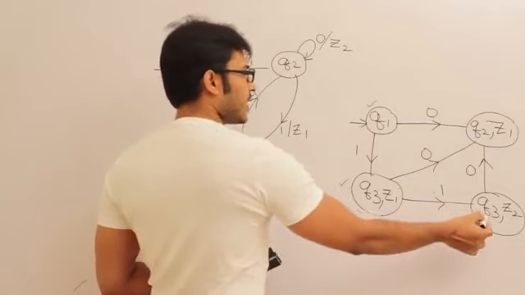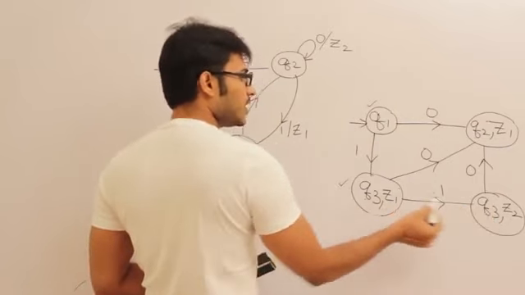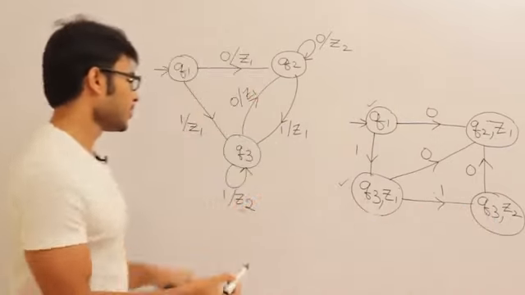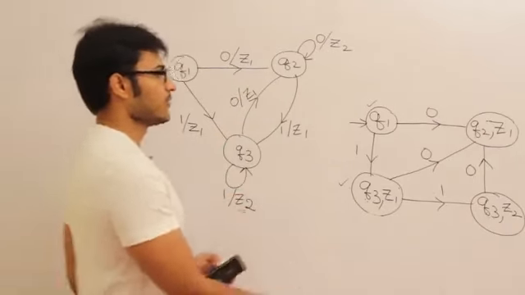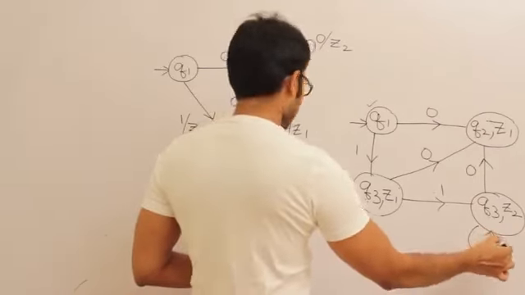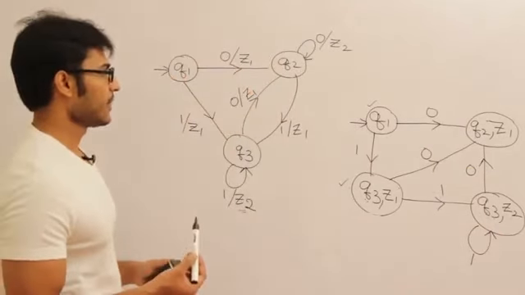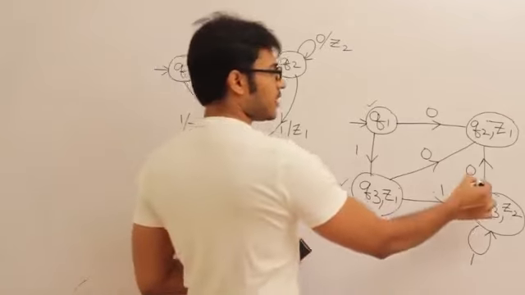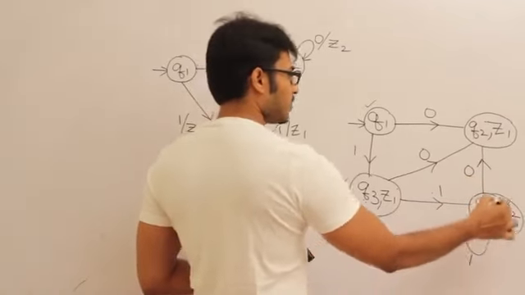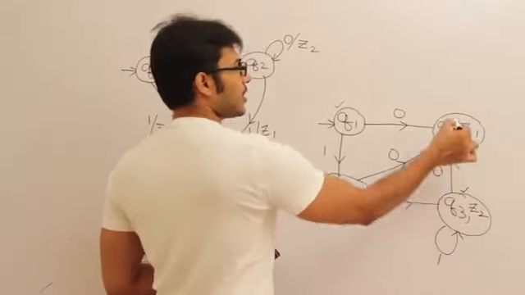So Q3 on 1 has to go to Q3 itself. This Q3 or this Q3? That depends on the output. The output is Z2. Therefore, this Q3 on 1 is going to be in the same state. Got it? Fine. So this one, you have shown what happens on 0 and what happens on 1, therefore it is complete. What about this one?